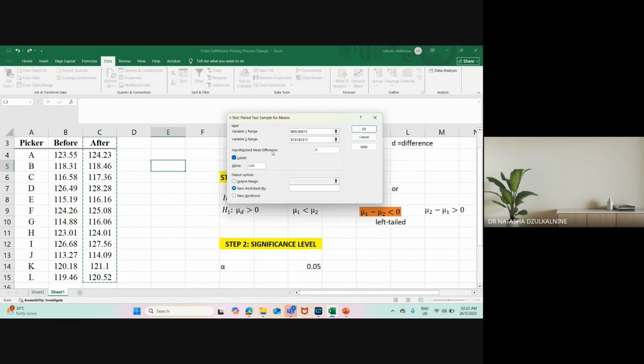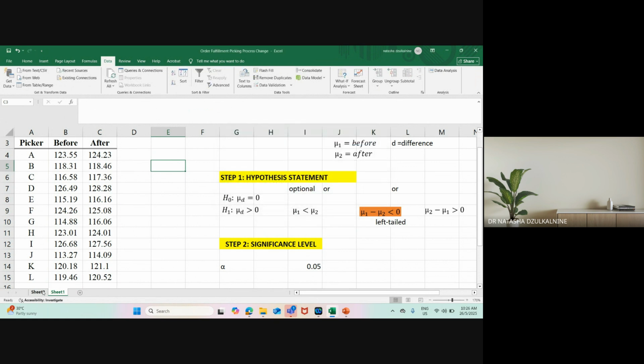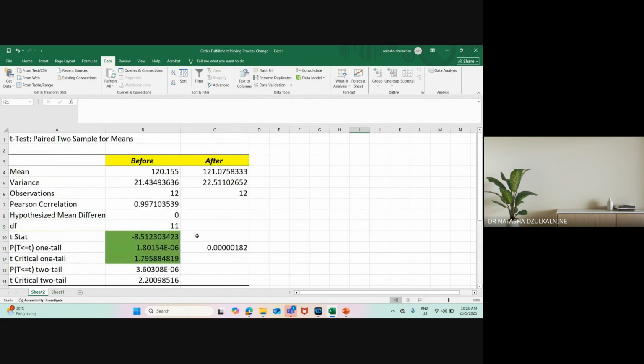The hypothesized mean difference is 0, as we always compare with 0. And since we pick the data from the label, we need to tick the labels. Then just click OK, and you will find the data analysis output for the paired two sample for means is like this.